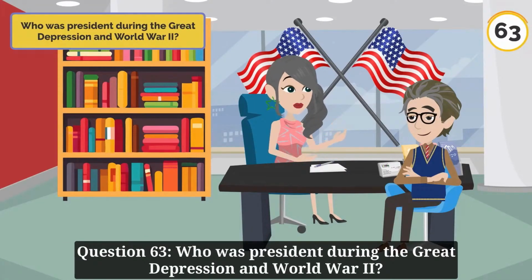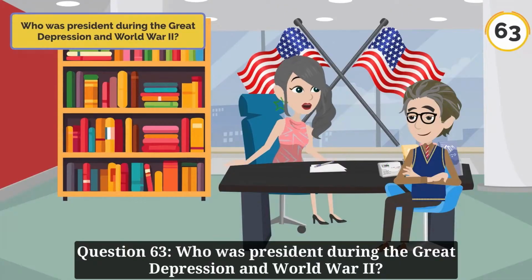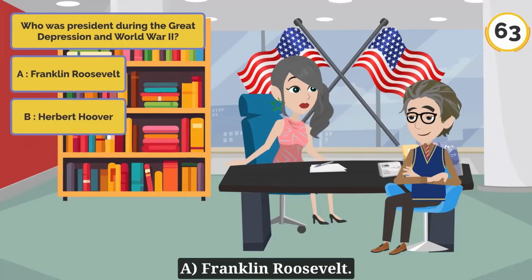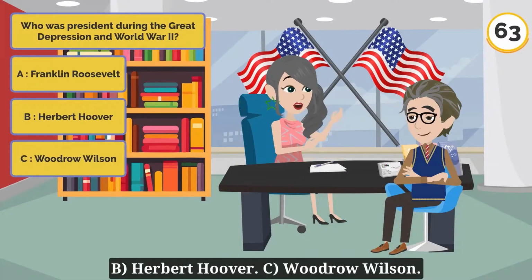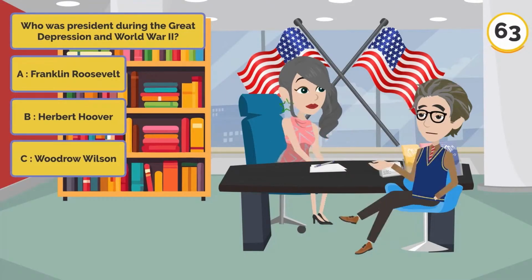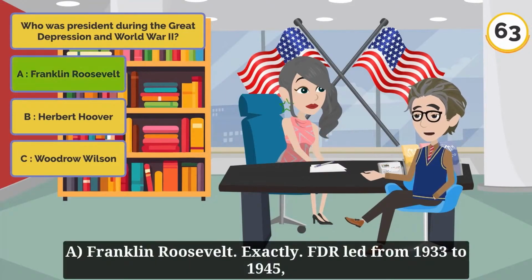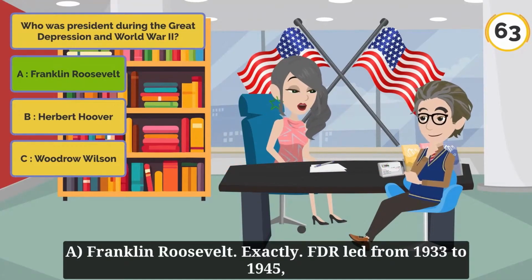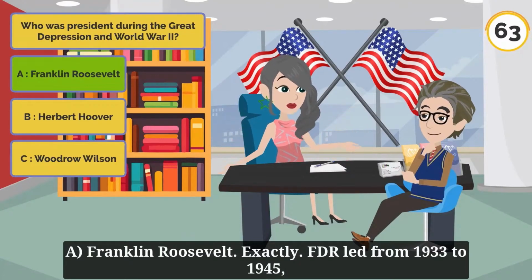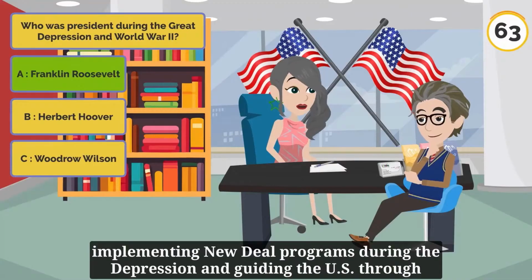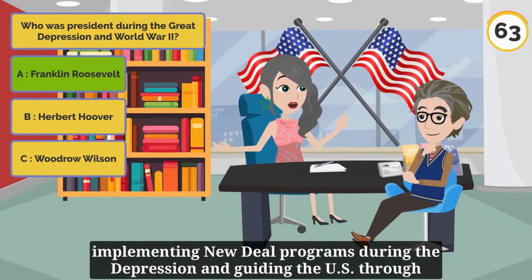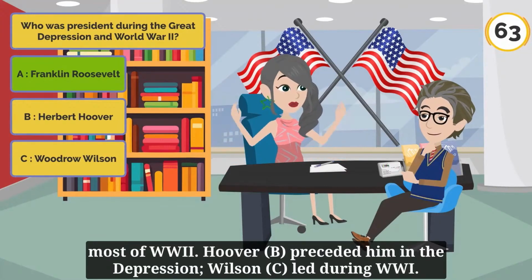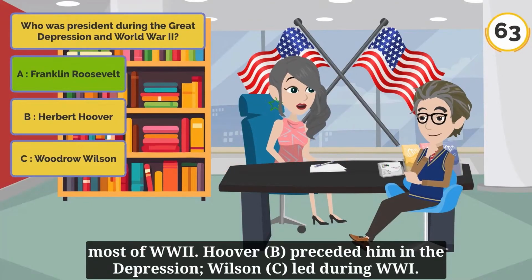Question 63. Who was president during the Great Depression and World War II? A. Franklin Roosevelt. B. Herbert Hoover. C. Woodrow Wilson. I'll go with A. Franklin Roosevelt. Exactly. FDR led from 1933 to 1945, implementing New Deal programs during the Depression and guiding the U.S. through most of World War II. Hoover, B, preceded him in the Depression. Wilson, C, led during World War I.